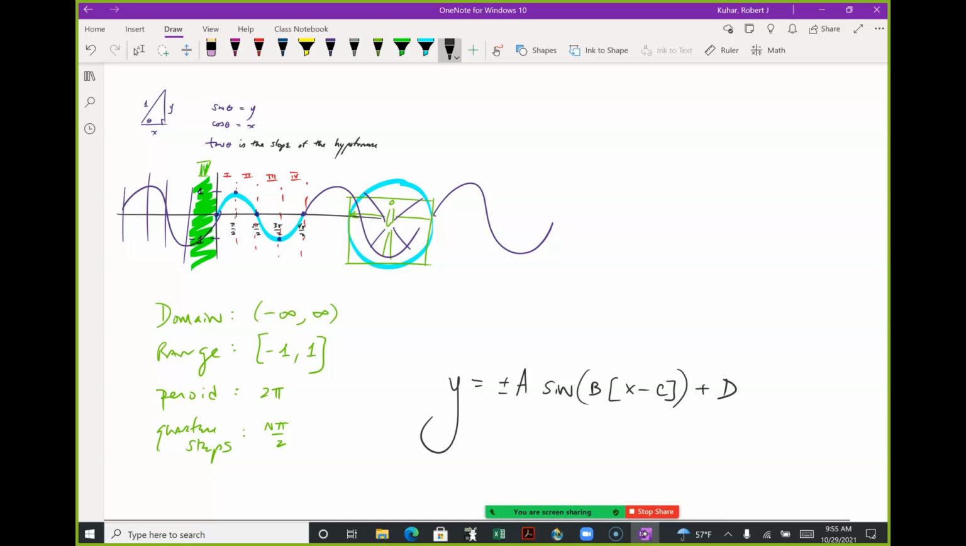Handle the plus or minus. Handle the a, which is the amplitude. This is my amplitude, which is really just the radius of the circle, and b is the frequency.